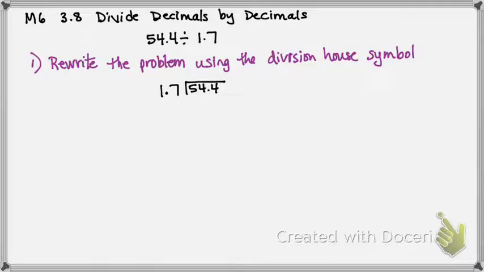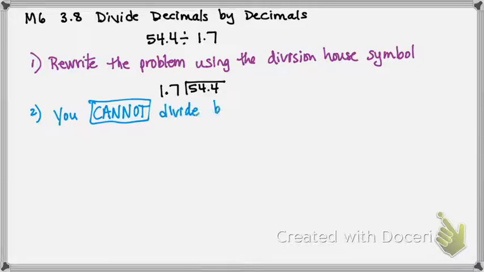Now here comes the thing that we didn't have to worry about before. And I'm going to have to yell at you a little bit. You cannot, so big, huge, capital, box it, make it very strong, divide by decimals. That means if your divisor is a decimal, we're going to have to get rid of it somehow. So here's what we're going to do. We're going to multiply. We can't just genie poof it away, right? We have to mathematically do something to make the decimal disappear out of 1.7.